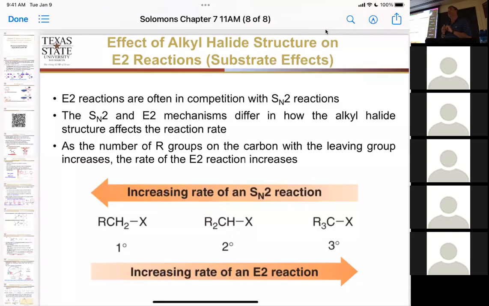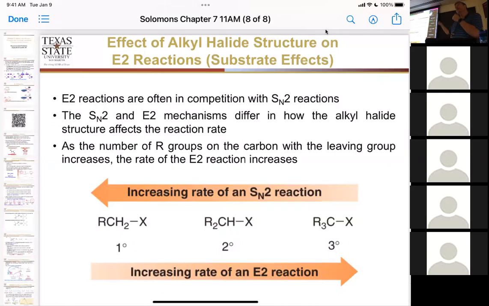The tertiary goes faster. And part of the reason is that we get more substituted alkenes in our tertiaries than in our secondaries and our primaries. So we actually have a faster reaction, which is really kind of cool because that makes our elimination reaction faster than any substitution reaction for our tertiary systems. But we have to worry on our primaries that it's going to substitute.